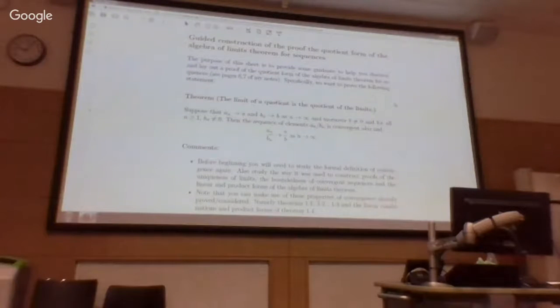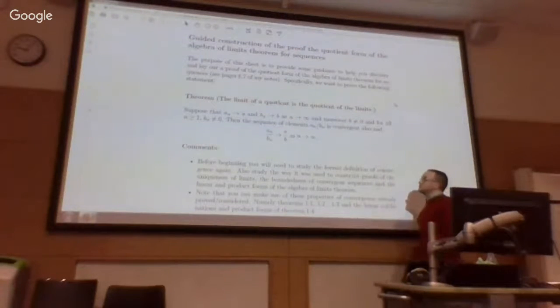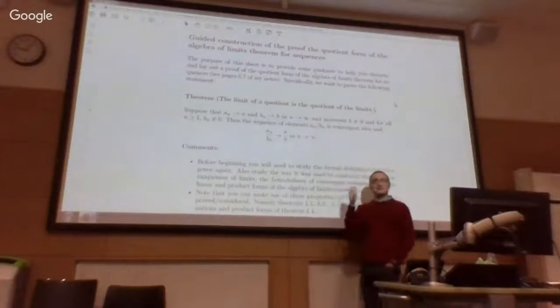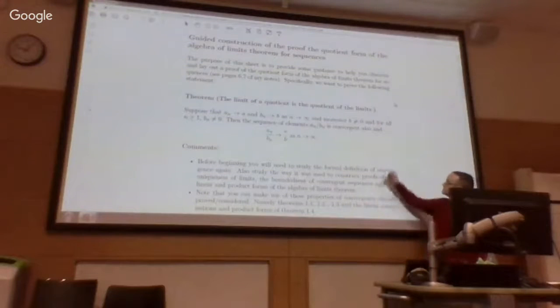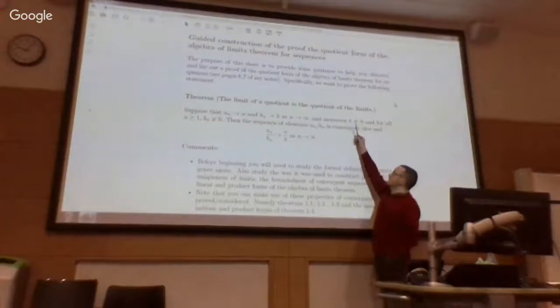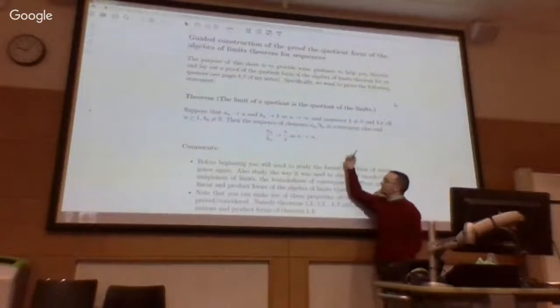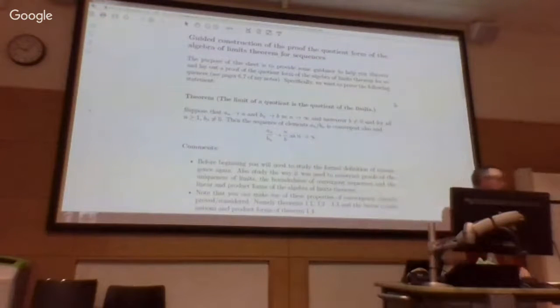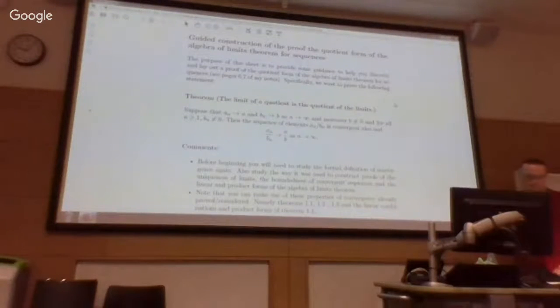Now, because we have bn in the denominator, we also need some extra non-zero conditions. An over bn will never be defined if bn is ever equal to 0. So we insist that the sequence bn stays away from 0, and also that it isn't convergent to 0. We need to know that the limit is non-zero. If the limit was 0, this fraction a over b would be undefined, and the quotient sequence wouldn't be convergent.